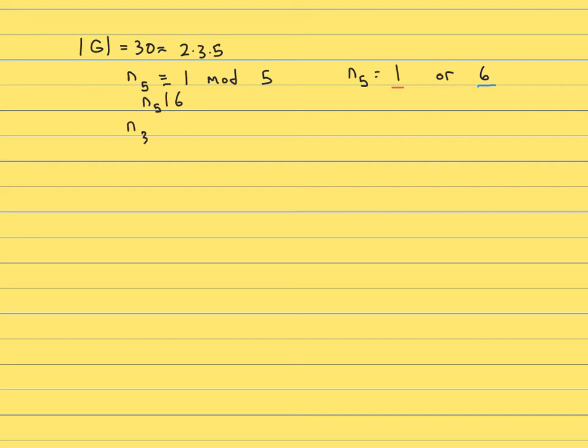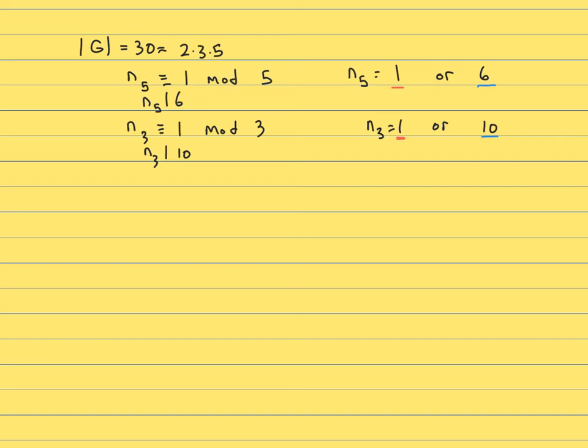Similarly, N sub 3 is going to be congruent to 1 mod 3, and it has to divide the product of 2 and 5, which is 10. And so the only possible choices are either 1 or 10. Again, in one case you get a normal subgroup, in the other case you don't. And so now we're going to start talking about what happens when you get in these cases.